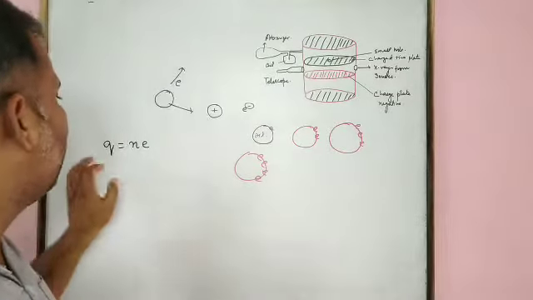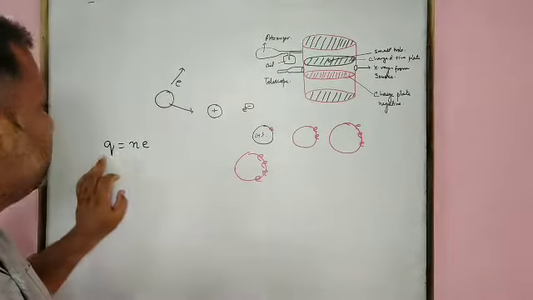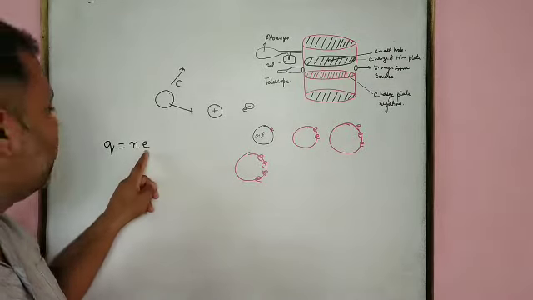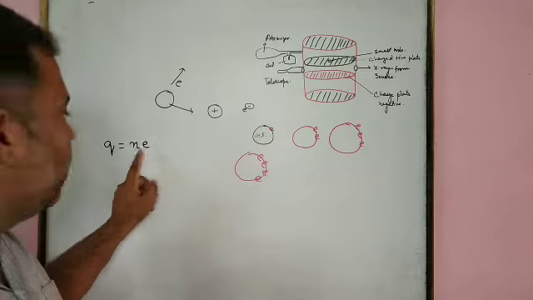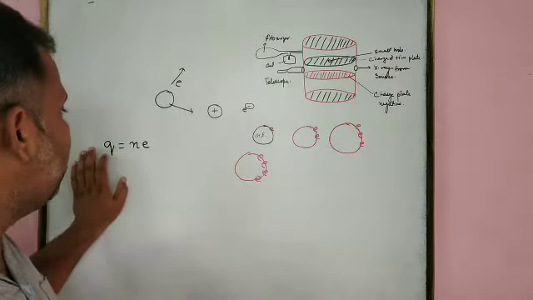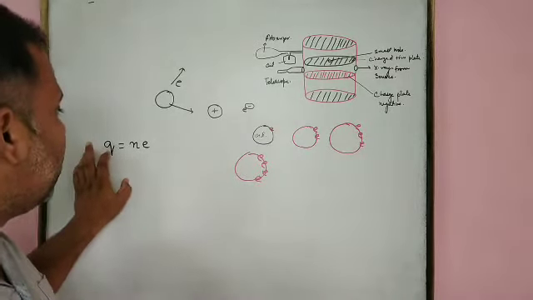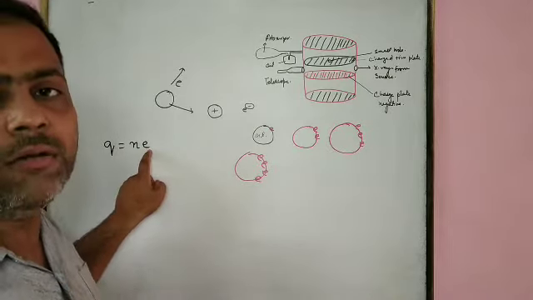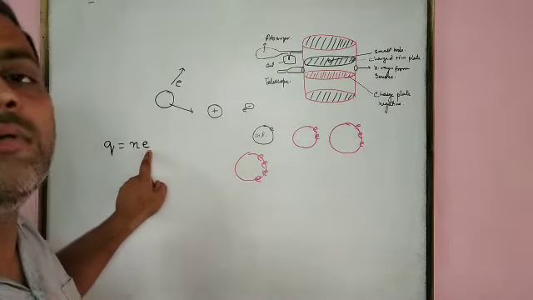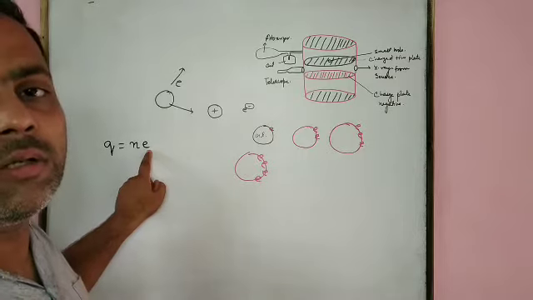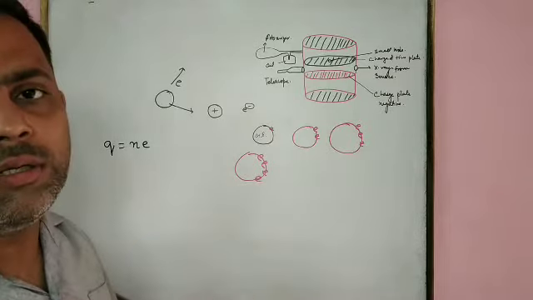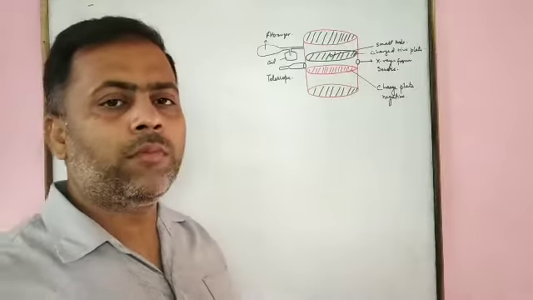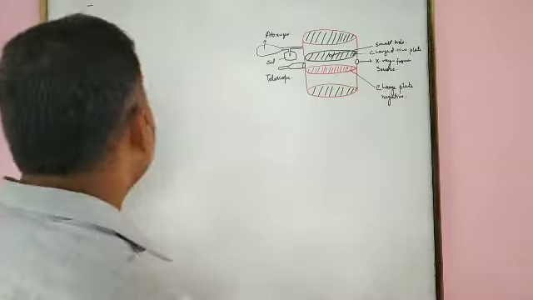And we observe that the charge on this oil droplet is an integral multiple of a definite value. What do we observe? We observe that the charge on this oil droplet is the integral multiple of a definite value, and that definite value, what we conclude, is the electronic charge. What do we conclude from this experiment? Let us see the first one.